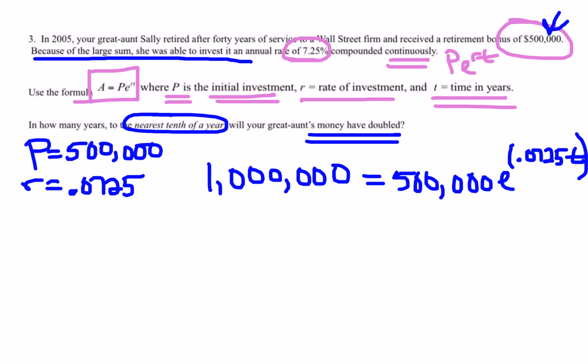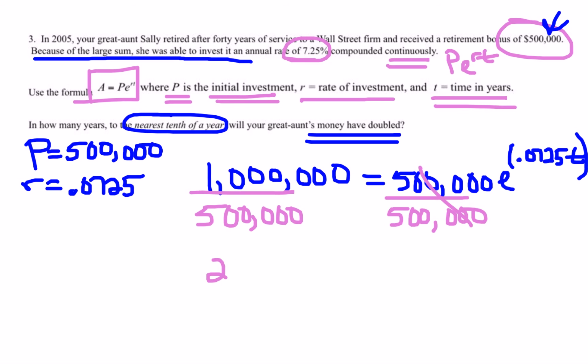So all I did here was plug in the $1 million for the A value. And now I'm going to solve for t. The first thing I want to do is isolate the base and the exponent, so I'm going to divide by 500,000. Now if you did this right, it should equal 2 = 1.0725^t.